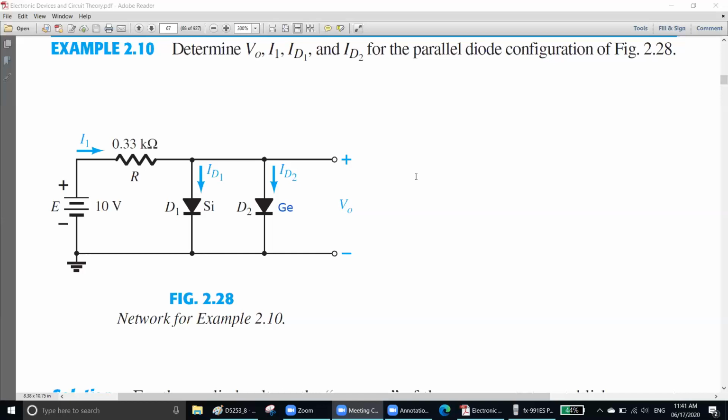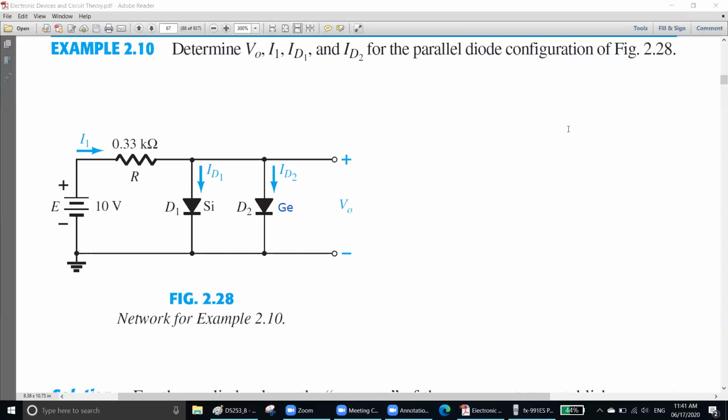Yes, sir. Okay, done. I tried. You tried. Okay, what is the answer? The answer for the first I is 4.29. I1, sir. No. At first, tell me the value of VO. VO first.